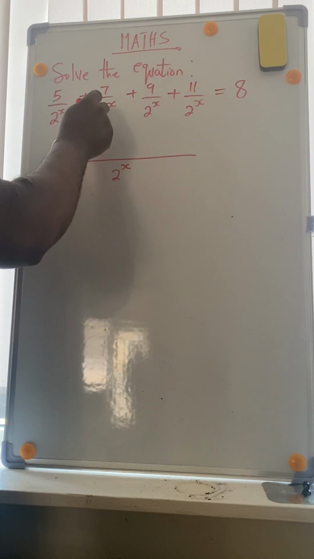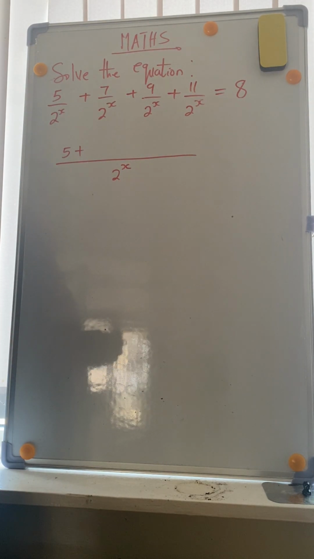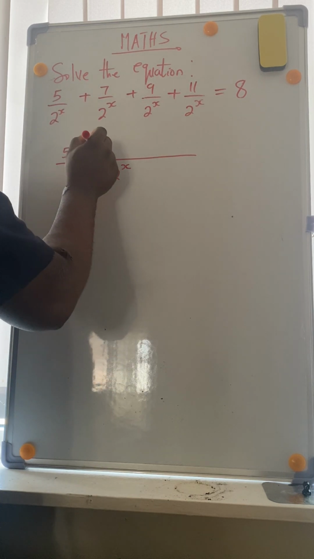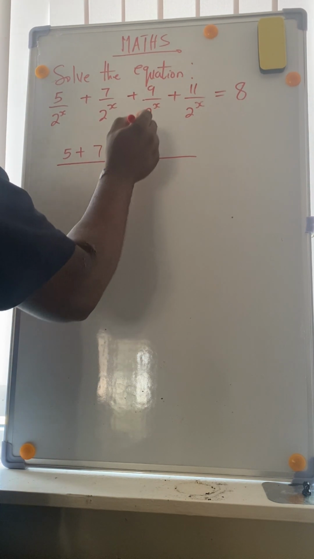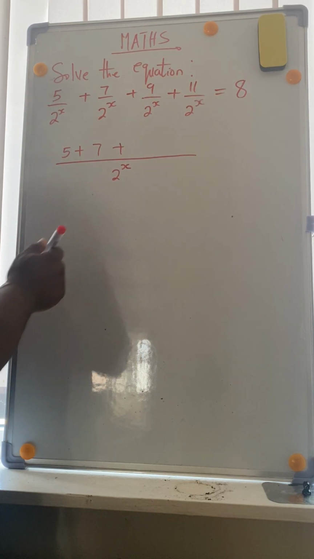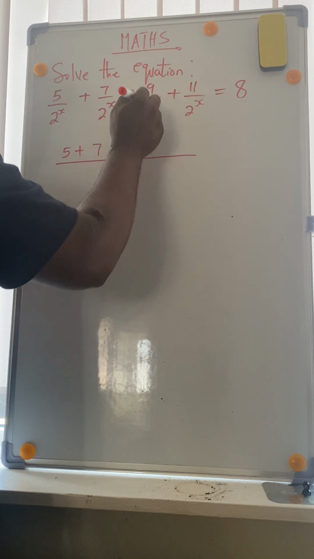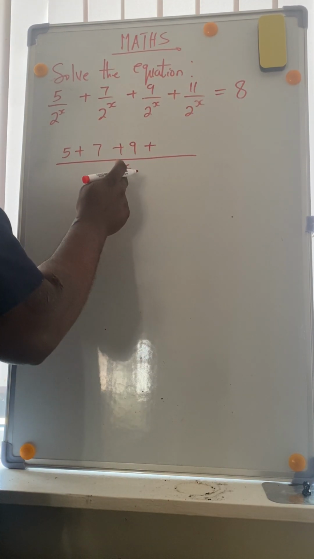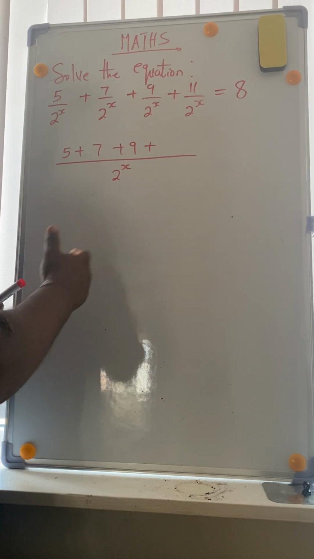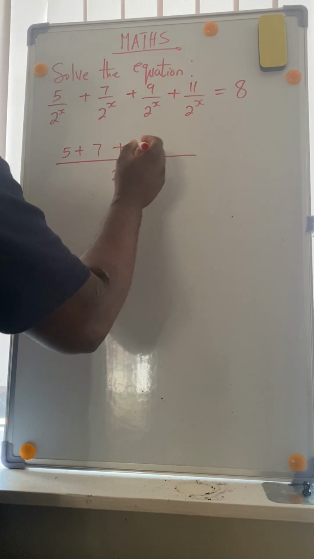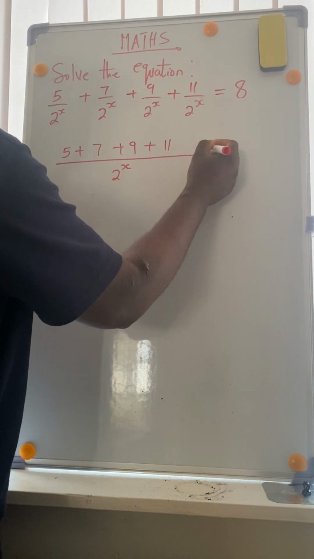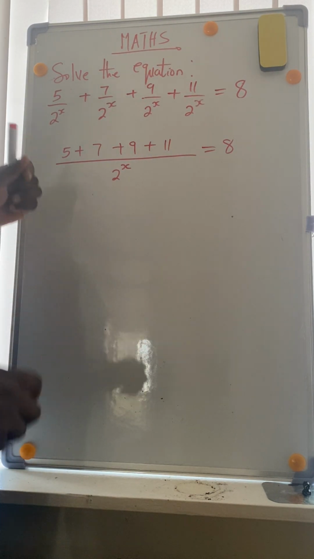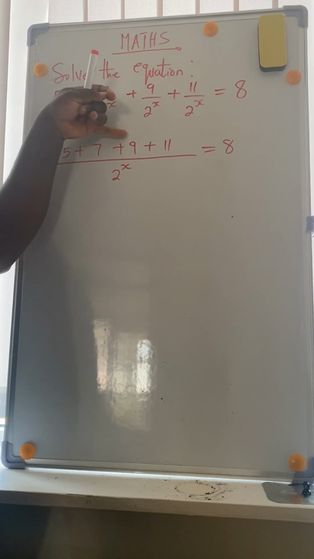The same thing here, 2 raised to power x goes into 2 raised to power x, that will be equal to 1, and 1 times 7, that will be equal to 7, plus 2 raised to the power of x goes into 2 raised to the power of x, that is 1, 1 times 9, that will give you 9, plus 2 raised to the power of x goes into 2 raised to the power of x, that is also 1, 1 times 11, that will give you 11 as well. Everything is equal to what? 8.